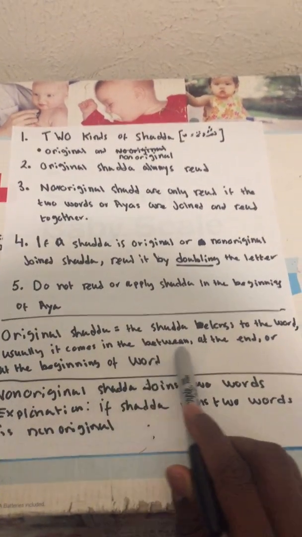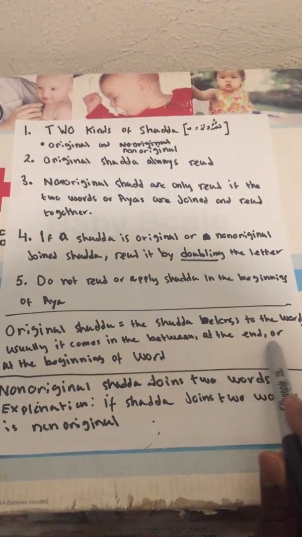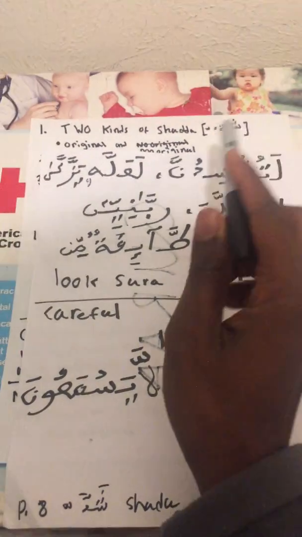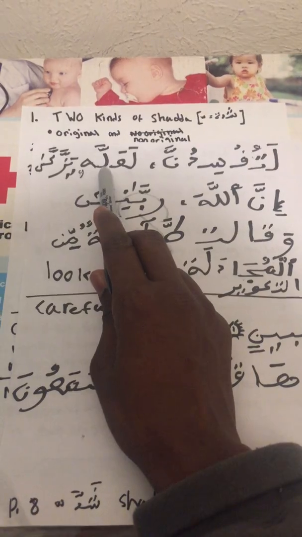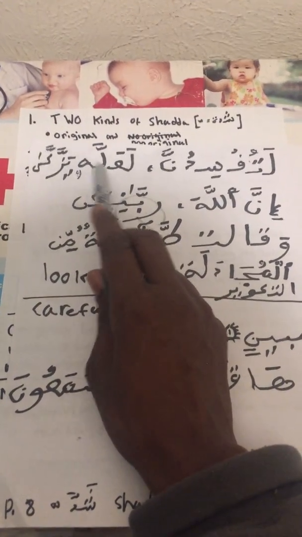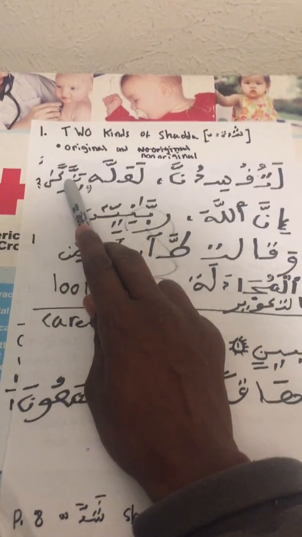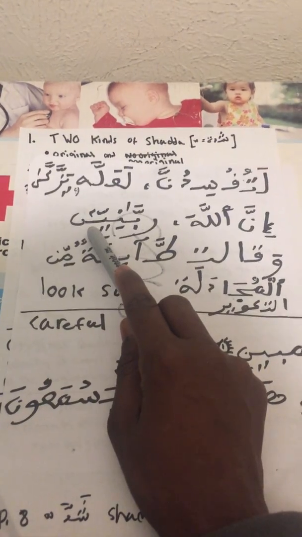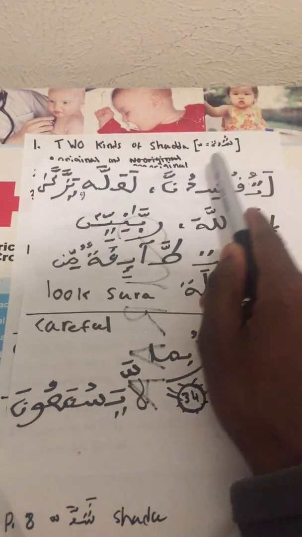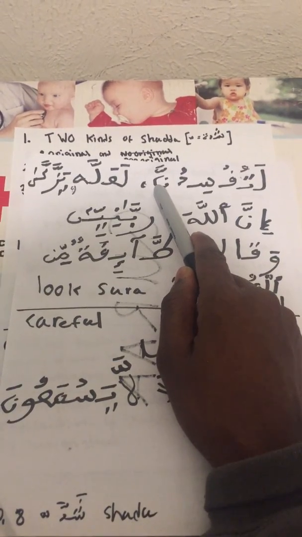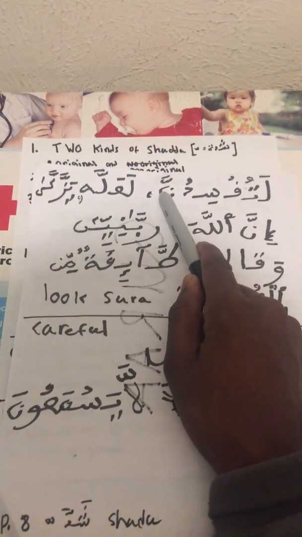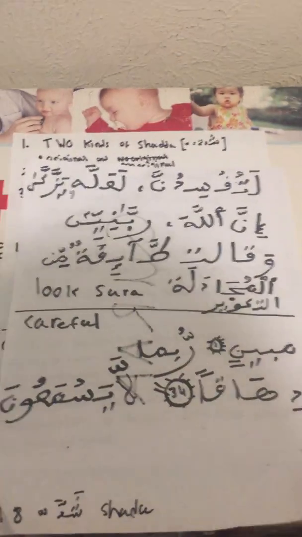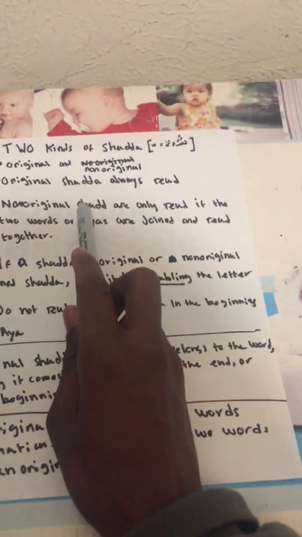Usually it comes in the between, at the end, or at the beginning of the word. For example, usually shadda comes in the between. Right here, the lam is in the between, or the za and the ka are in the between. Right here, the ba is in the between, the yi is in the between. But sometimes it comes at the end. Rarely it comes in the beginning. It happens, but not a lot of the time. So that's original shadda.